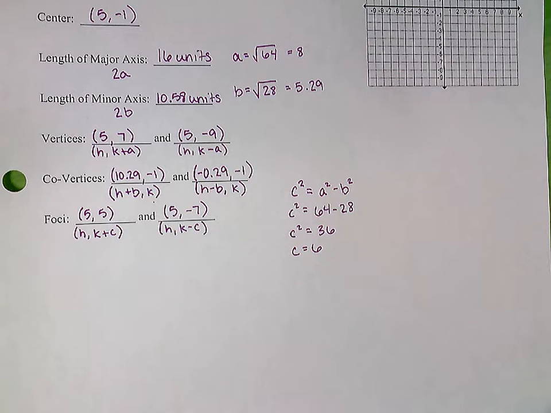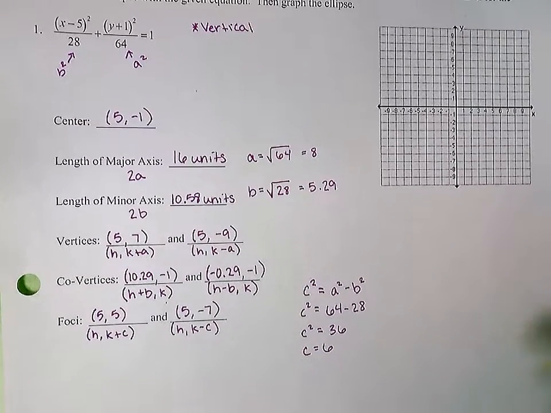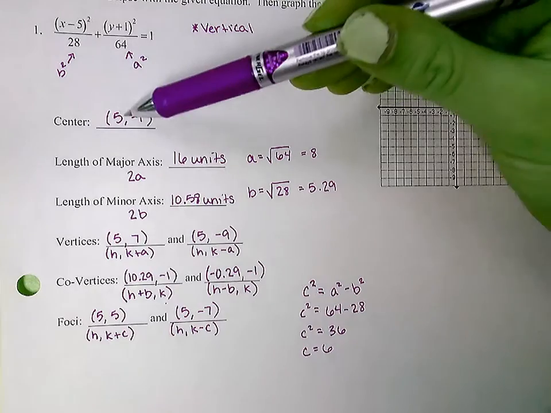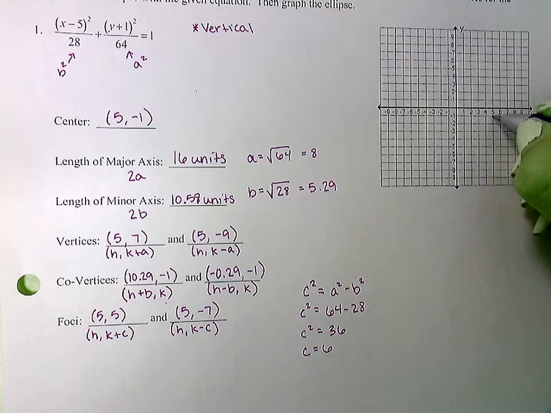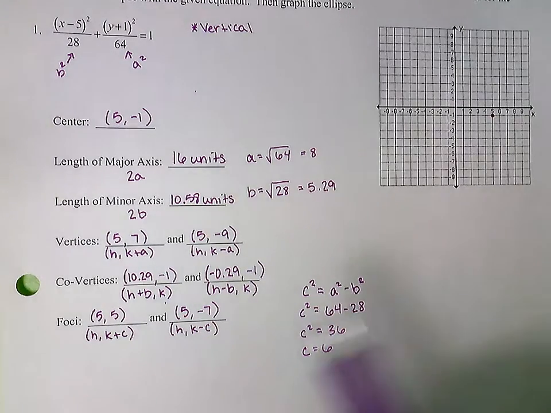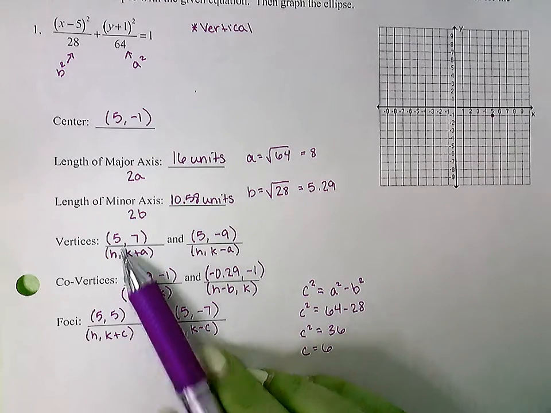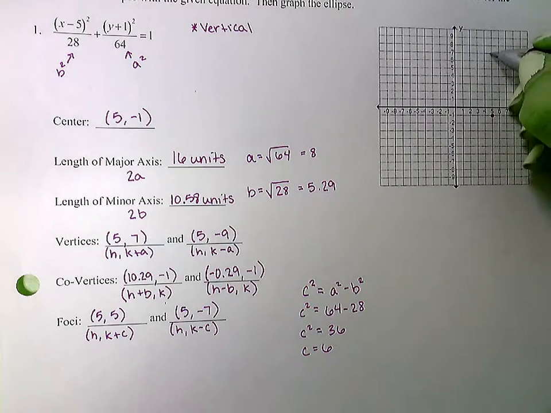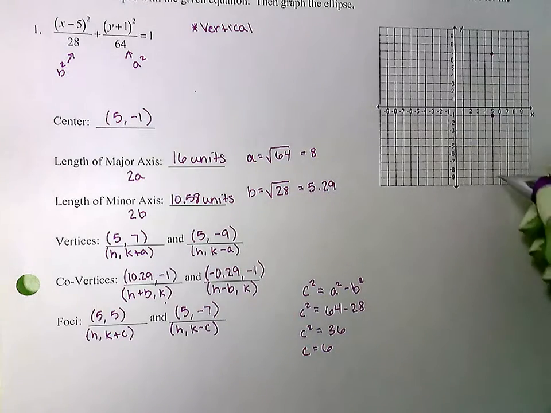Alright, so the next step is to plot our center, plot our vertices, and plot our co-vertices. If I look at my graph here, my center point is 5, -1. So I want to plot that point, 5, -1. It's your center. Next, I want to plot my vertices. I have a vertex at 5, 7 and another one at 5, -9.